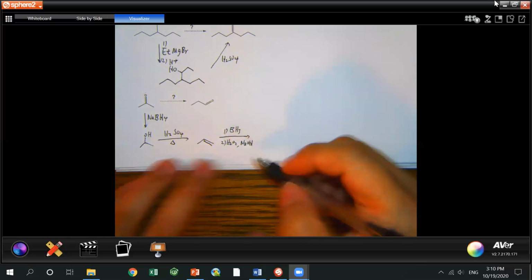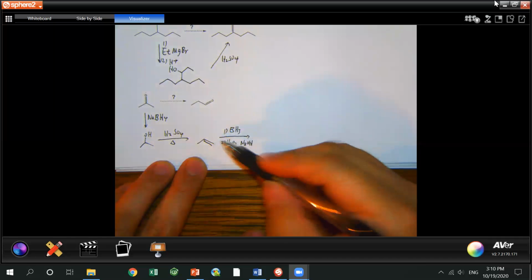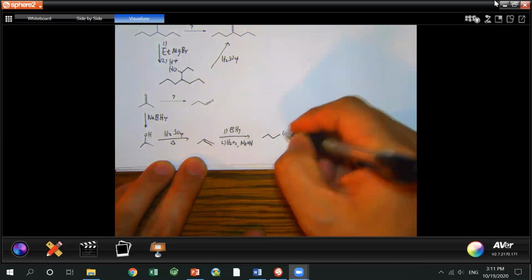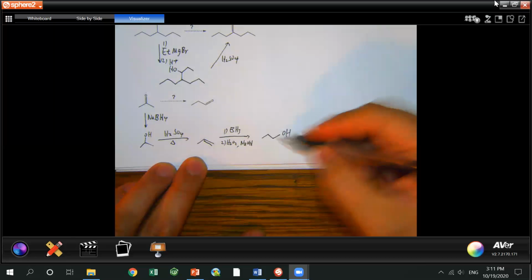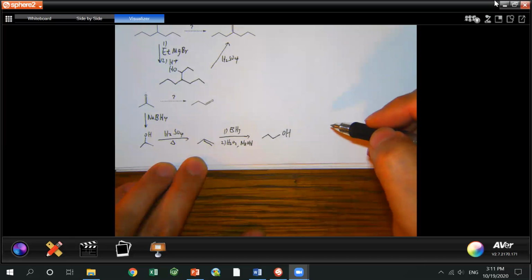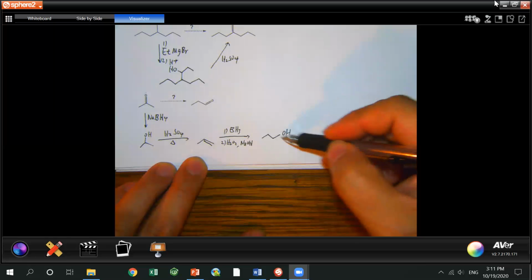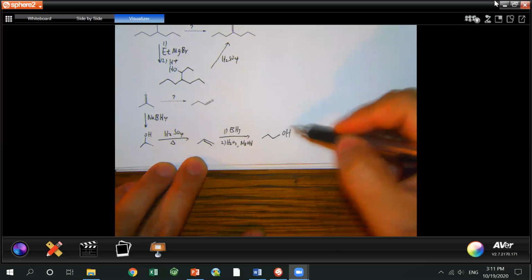So that can put the OH group onto the terminal carbon. So you put some handle on. And then only one step left. How do we convert this terminal primary alcohol into an aldehyde?